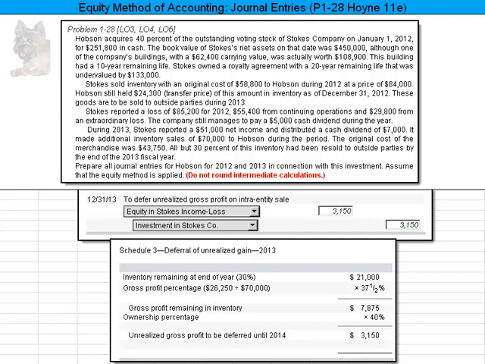So the inventory remaining at the end of the year was 30%. That's 21,000. I'm just going through the math here. The gross profit percentage at this point was 37.5%, so we're talking about 7,875 gross profit remaining in inventory, and 40% of that accrues to Hobson that owns the subsidiary, right, that owns Stokes. And that's how we come up with 3150, and that's this problem, everyone.